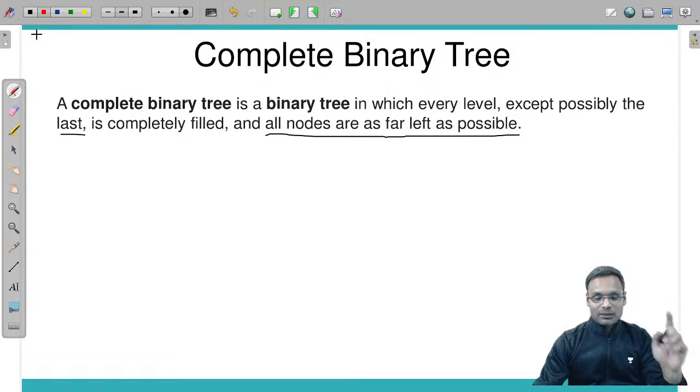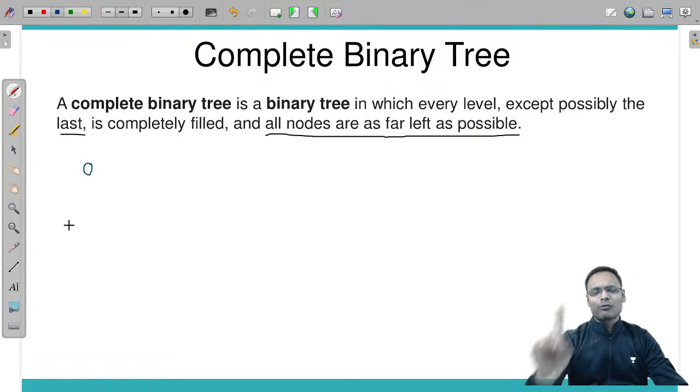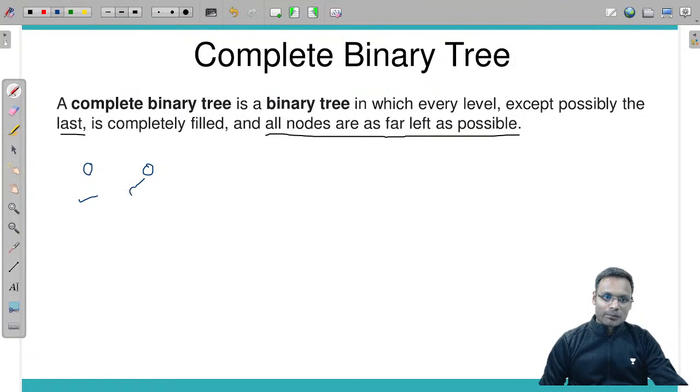I will ask some questions. You will let me know whether this is a complete binary tree or not. Okay, so is this a complete binary tree? Yes. This single level, level number 0, has a maximum number of nodes of 1 possible. Yes, this is a complete binary tree. Is this a complete binary tree? Ji haan. All the levels have the maximum number of nodes.